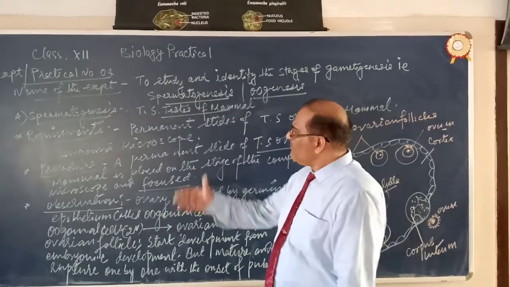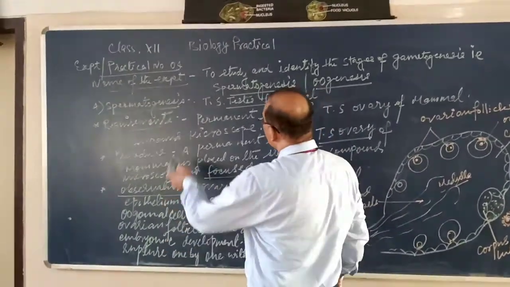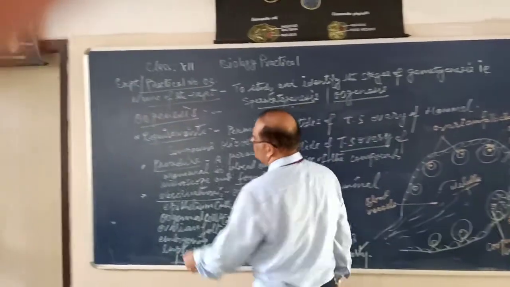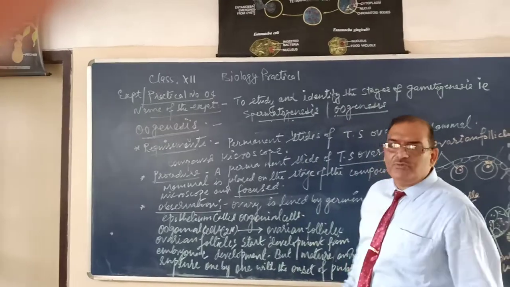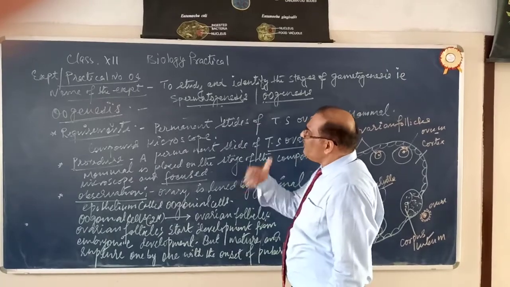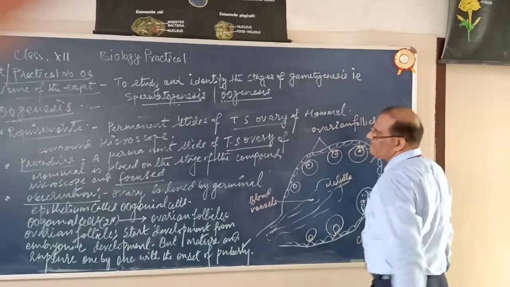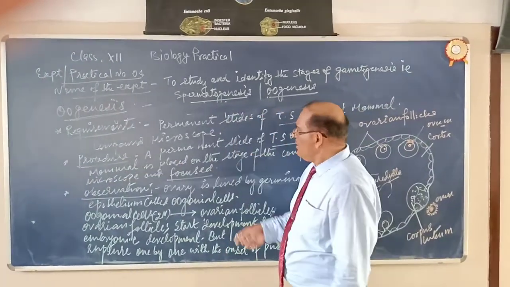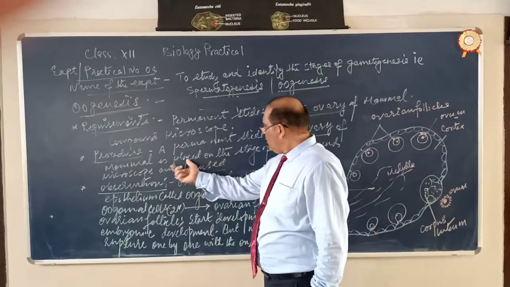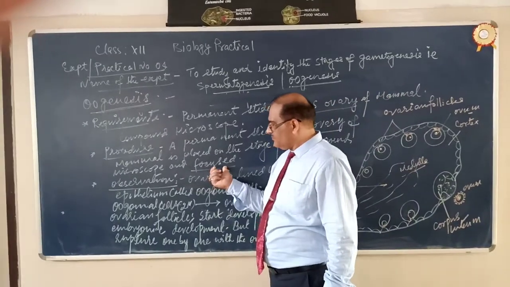So what do we have to take? Second part of gametogenesis, we are going to discuss oogenesis. What is oogenesis? The process of formation of ovum or ova in the ovary is called oogenesis. Now what things do we require? We require a permanent slide of TS ovary of mammal and a compound microscope. Similarly, the slide is placed on the stage of the compound microscope and focused.